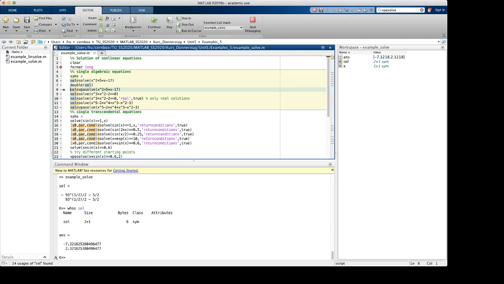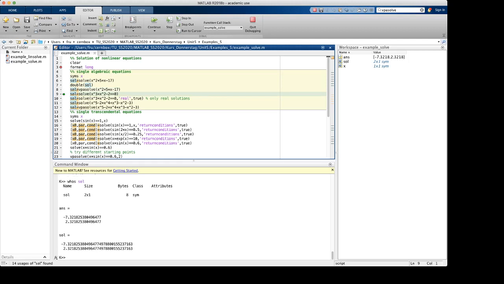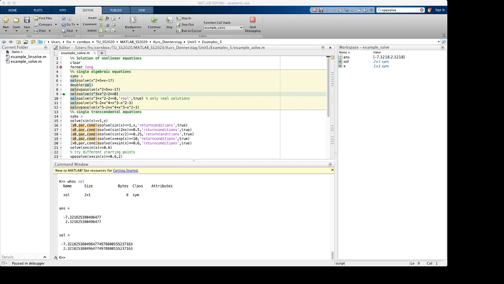We can also ask directly for numerical values by invoking the function vpasolve. And here we get these two symbolic constants with 32 significant digits. We can again convert those to numerical values, but then we are left with only about 15 to 16 significant digits. We can also solve a polynomial equation of degree 3, the third order equation.